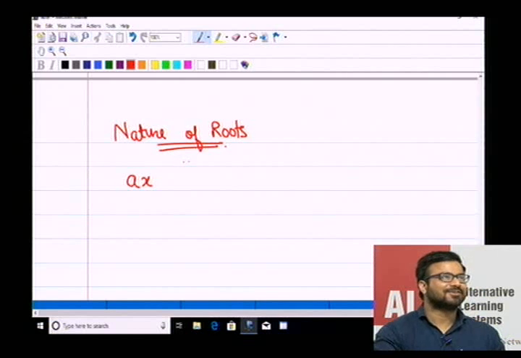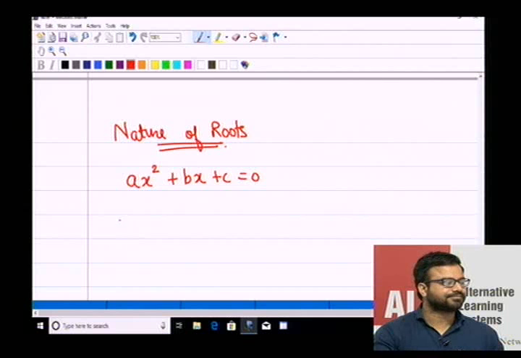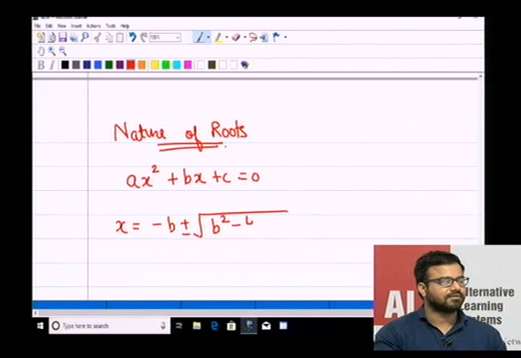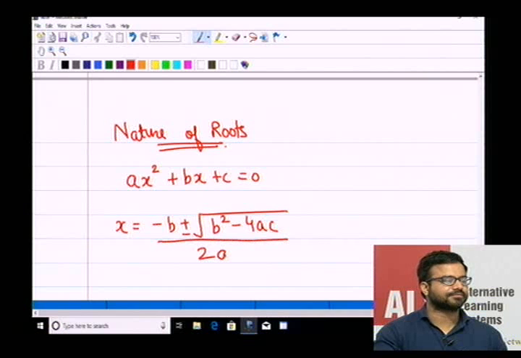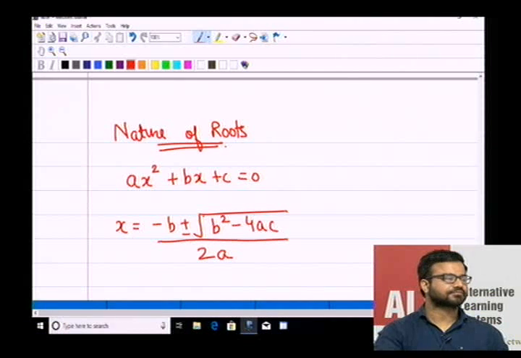Okay, so if the equation is ax square plus bx plus c equal to 0, and by the quadratic formula, x is equal to minus b plus minus under root of b square minus 4ac over 2a. This is the quadratic formula.